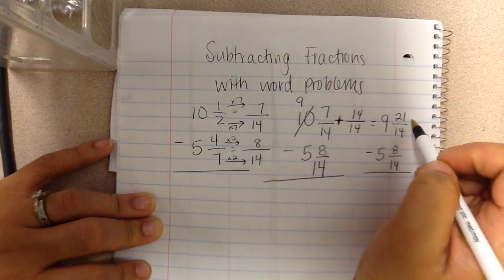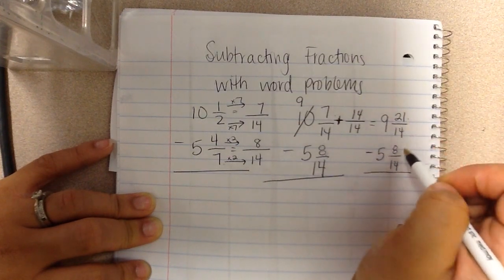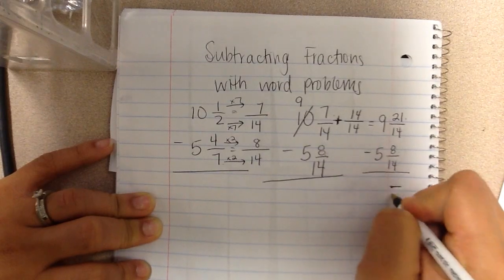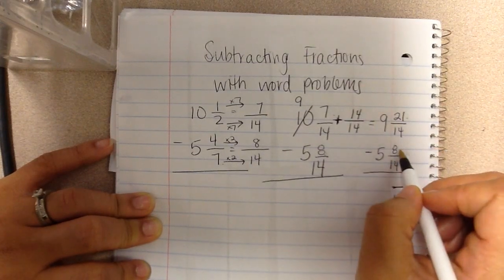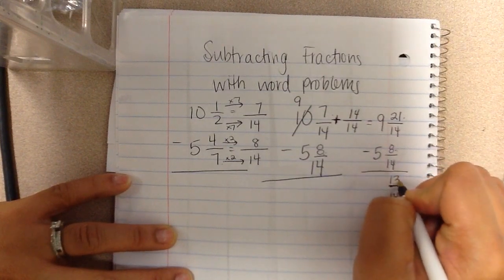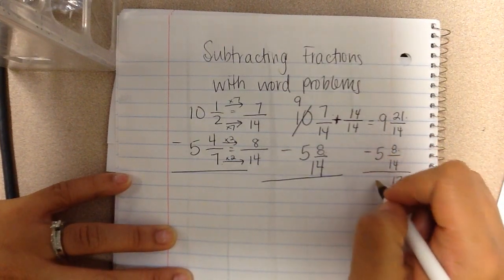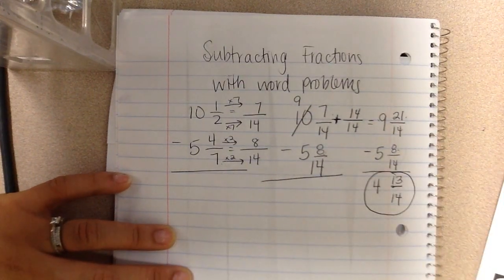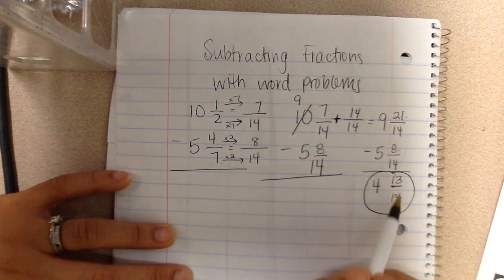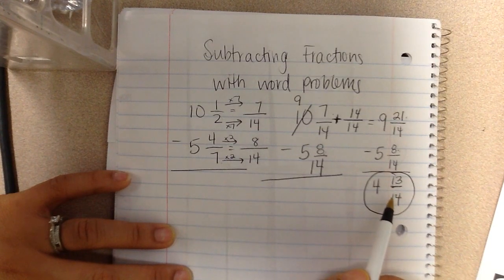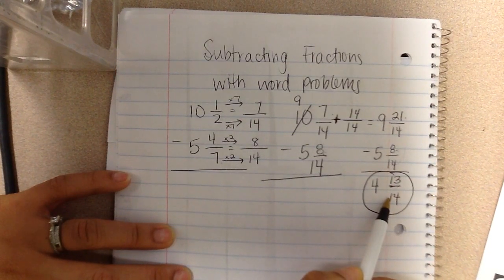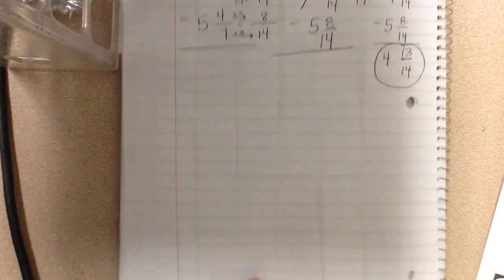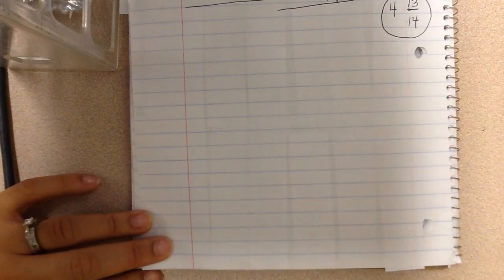Okay, so I look at my fraction side first. I'm subtracting my two numerators. My denominator is going to stay the same. So 21 minus 8 would be 13. And 9 minus 5 would be 4. So I end up with an answer of 4 and 13/14. Okay? I cannot reduce this fraction because 13 and 14 don't have a number that both of them can be divided by. Okay? So I'm going to try to solve another problem as an example for you guys.